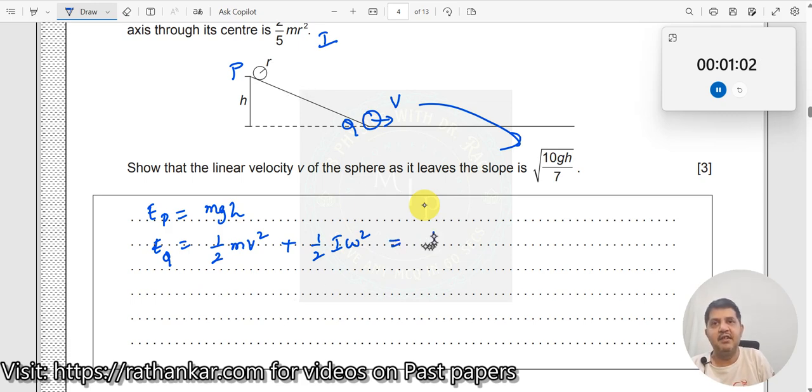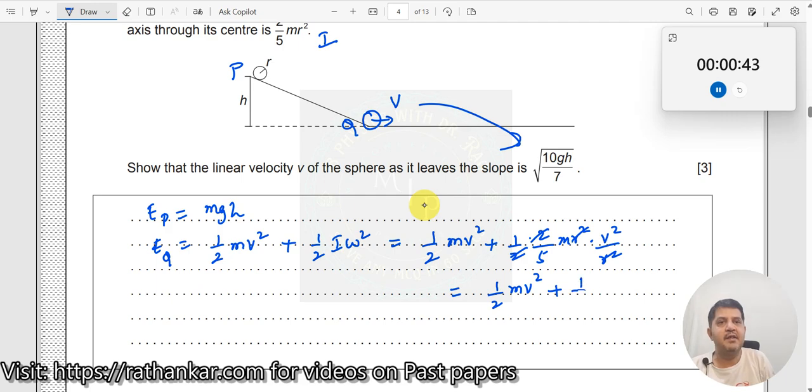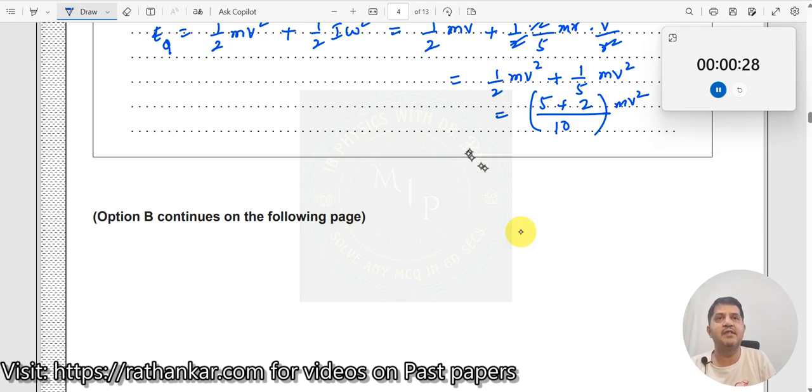So this is half mv squared plus half into, what is the value of I? 2 by 5 mr squared, into what is omega? v squared by r squared, because there is no slipping, right? So r squared goes away, and this 2 goes away. You get half mv squared plus 1 by 5 mv squared. Taking the LCM, this is 5 plus 2 divided by 10, into mv squared, which is 7 by 10 mv squared.